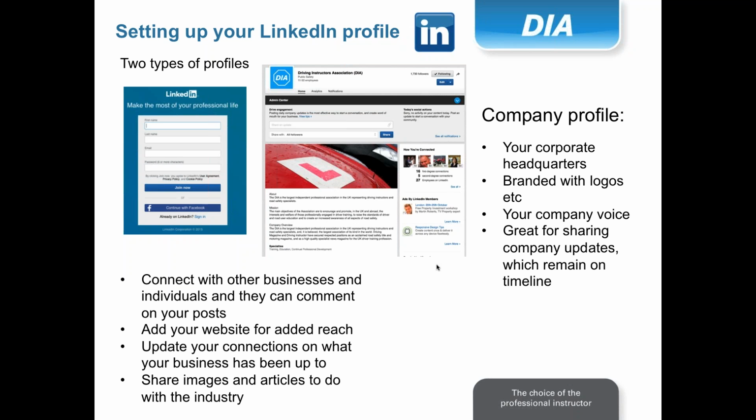What you can do on your company profile as well is add your website for added reach. Great for SEO again, and people can go on and learn more about you on your actual homepage and your company website, and then submit their queries or contact you directly. You can also update your connections on things like passes you've done, events you've attended, any kind of CPD, anything that your driving school has done with regards to growth and development. You're also welcome to share things like industry articles and updates.